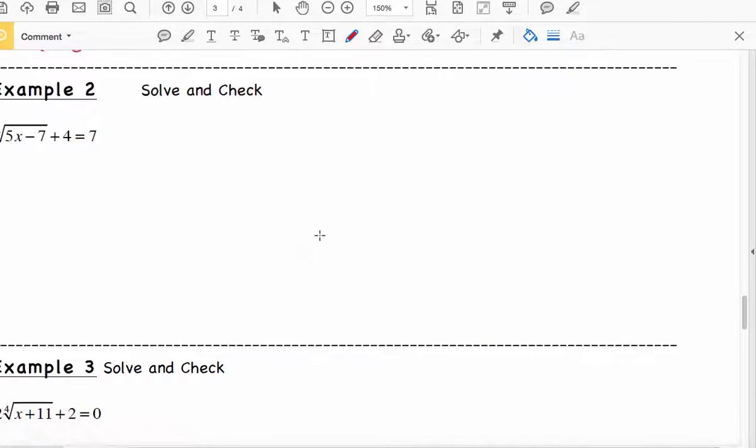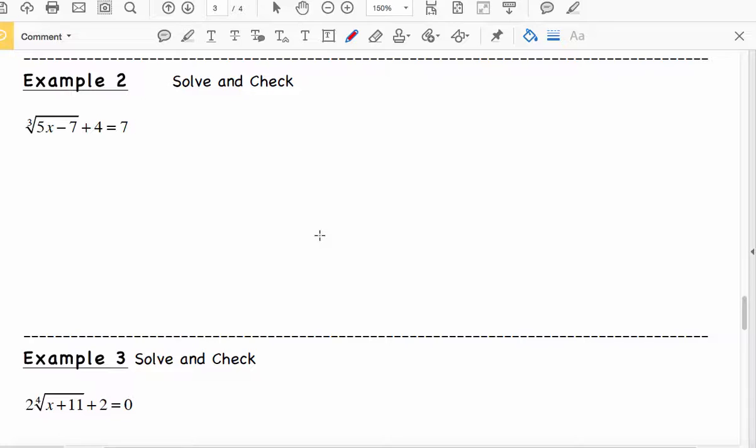Okay, so let's go ahead and do example 2 right away. First thing you need to do to solve this radical equation is you need to isolate your radical. So I'm going to go ahead and subtract 4 off of both sides of my equation. Then I end up with the cubed root of 5x minus 7 is equal to 3. And to remove my cubed root symbol, I'm going to go ahead and cube both sides.